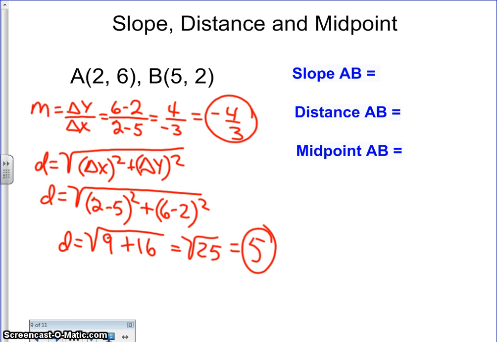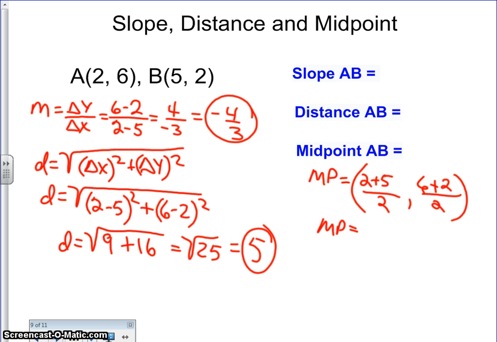Finally, we'll find the midpoint. And remember, the midpoint is the average of the x's and the average of the y's. So the x's are 2 and 5, so it's going to be 2 plus 5 divided by 2. And the y's are 6 and 2, so it's going to be 6 plus 2 divided by 2. We simplify this, and 2 plus 5 is 7. 7 divided by 2 is 3.5. And 6 plus 2 is 8. And 8 divided by 2 is 4. So that would be the midpoint.